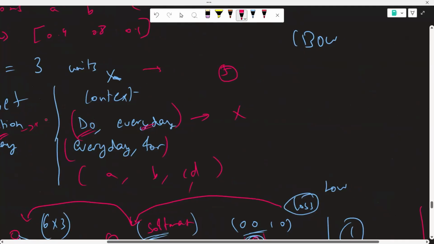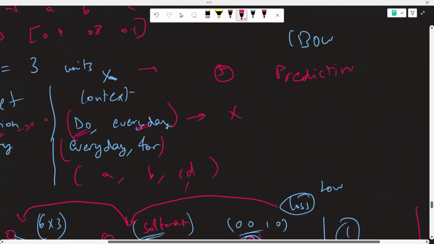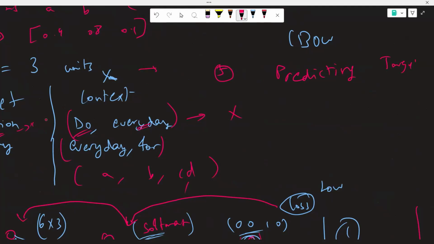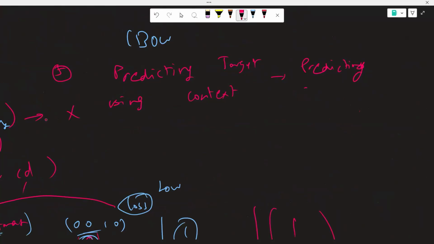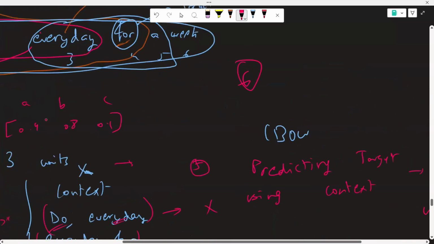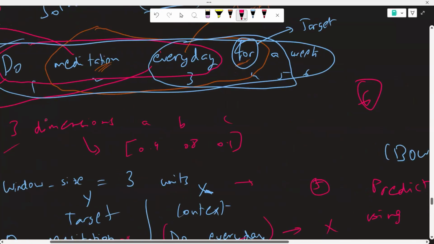Let me just write: predicting the target using context, where target and context imply that you are predicting the current word in the window, which is your target, using its neighbors. Right, that's what we are doing. We are using the neighbors of the current word to predict the current word. So to predict meditation, I'll use do and every day. That's what we are doing.